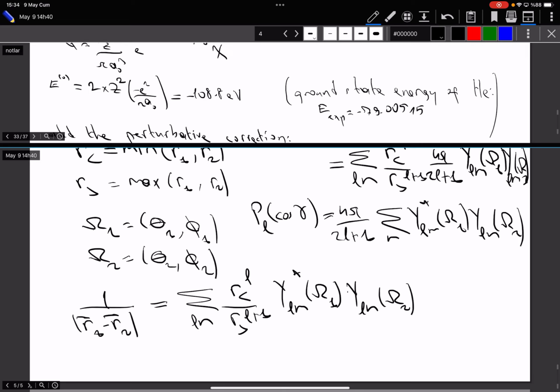The left-hand side is nothing but the potential created by a point charge located at the point R2, and this is the potential created at the point R1. We know that the potential satisfies the Poisson equation. You can go ahead and try to solve the Poisson equation in spherical coordinates. That will give you the right-hand side. But you know that the potential of a point charge is unique. It might look different, but whatever expression you have, they have to be equal to each other. So that proves that the two sides are equal to each other.